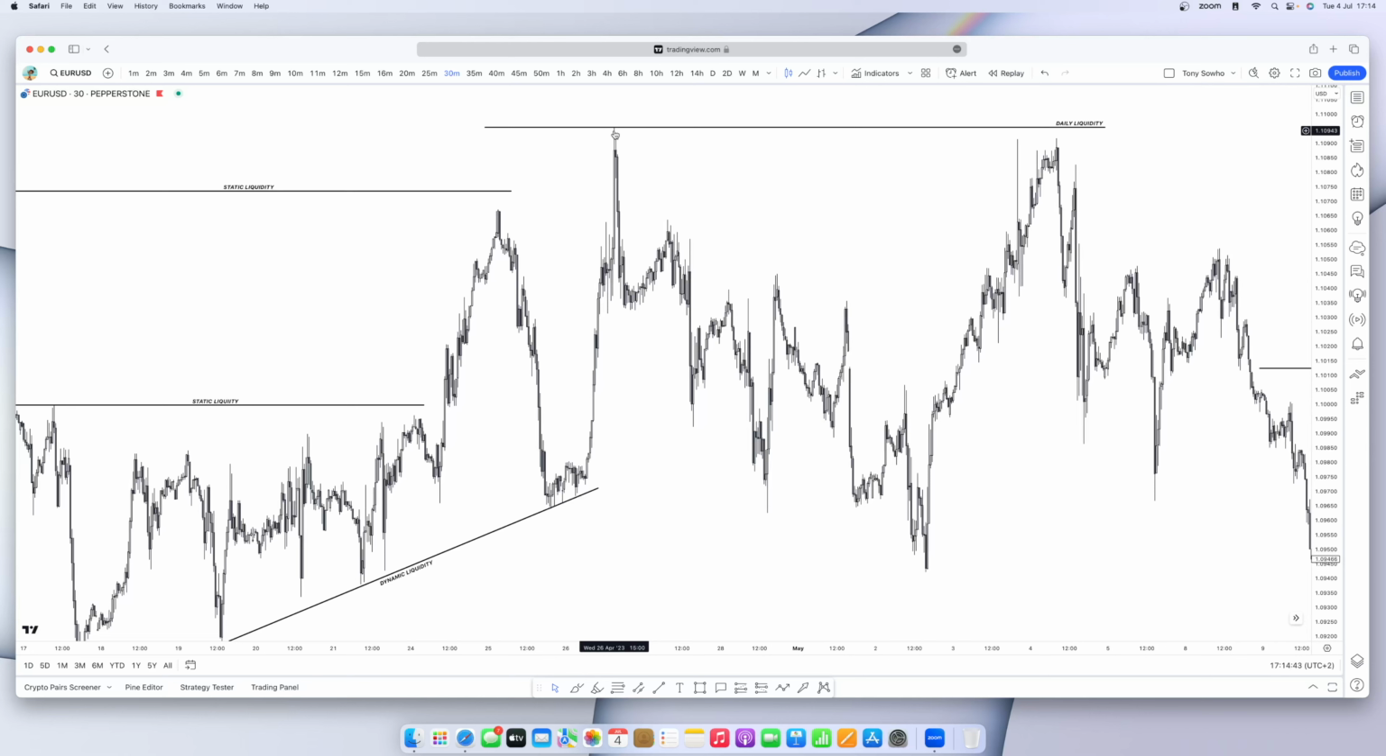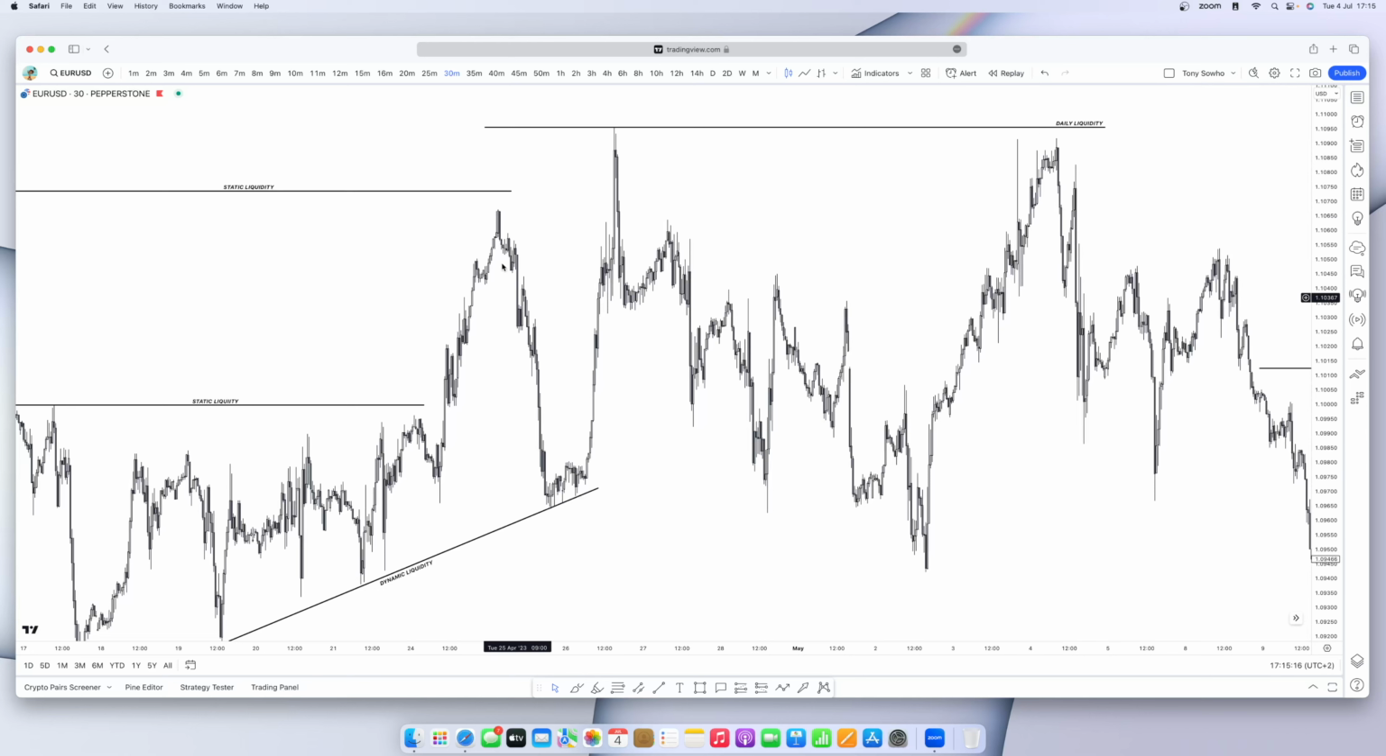Because we have price rejected from here, price rejected from here, price rejected from here. This is another example of a static liquidity. So I'm writing this daily liquidity because I spotted it from the daily time frame. That's why I call this the daily liquidity. At times I can have the 4-hour liquidity, the 1-hour liquidity, the 30-minute liquidity, depending on the time frame I am on.